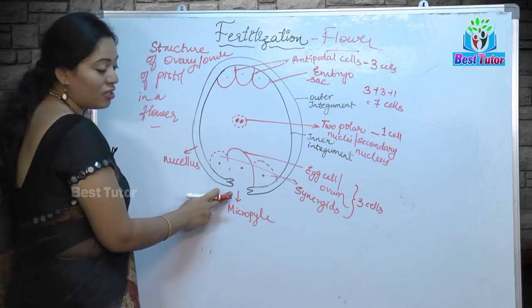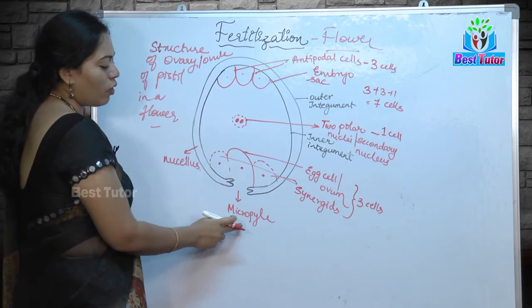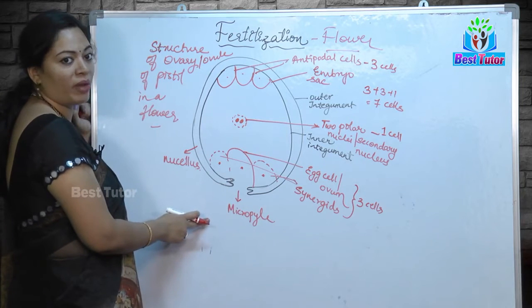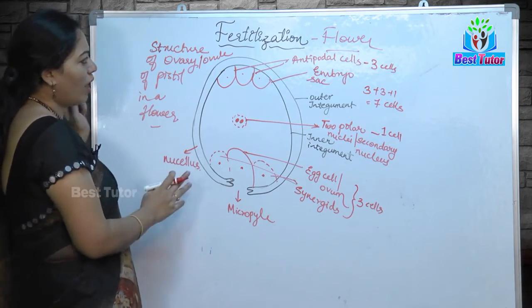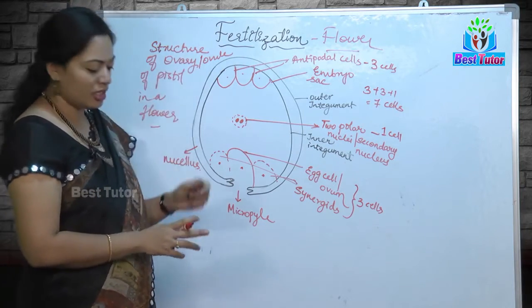And what is the region which is opening at the integument level of an ovule? We call it as micropyle or micropylar region. Now, after understanding the structure of ovule, we will see how fertilization takes place.